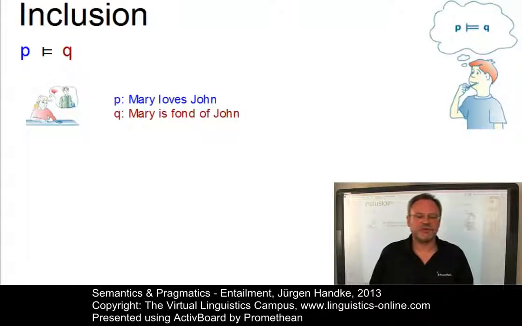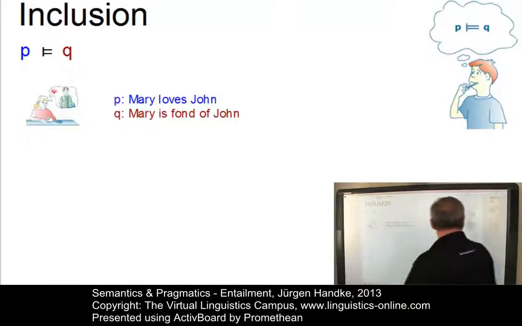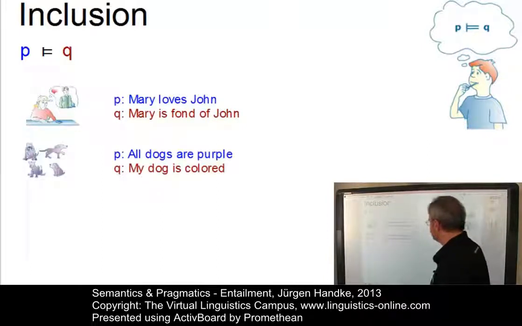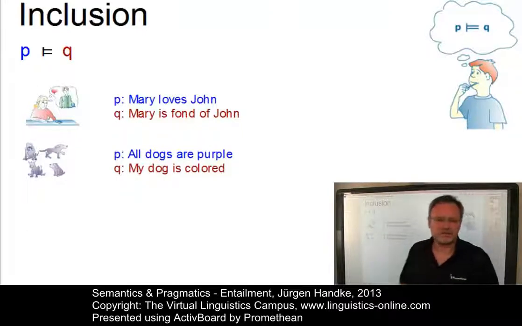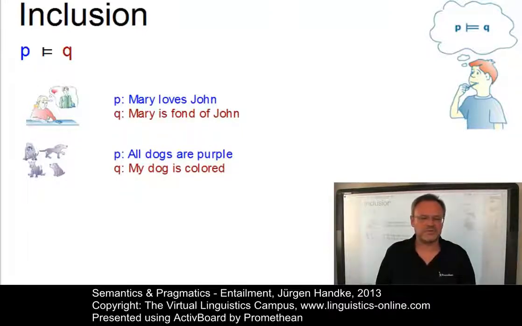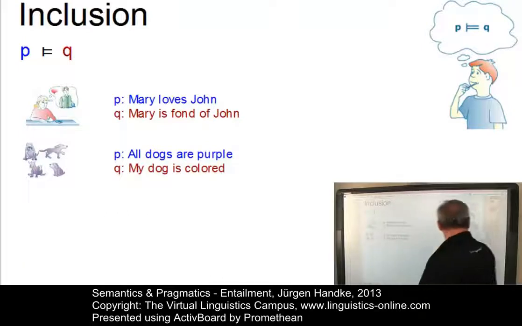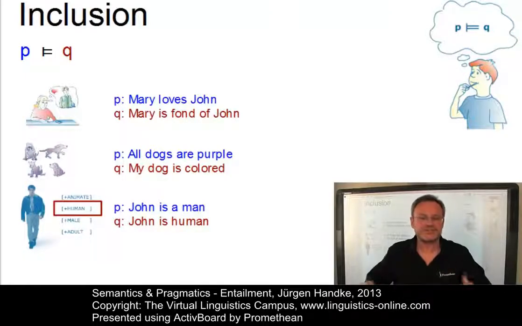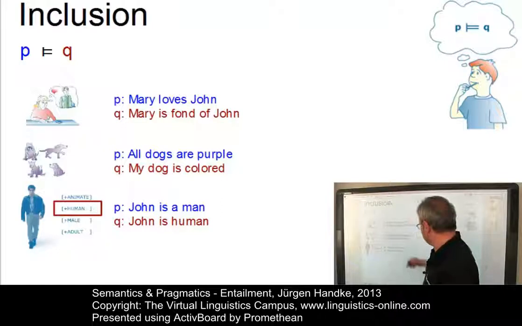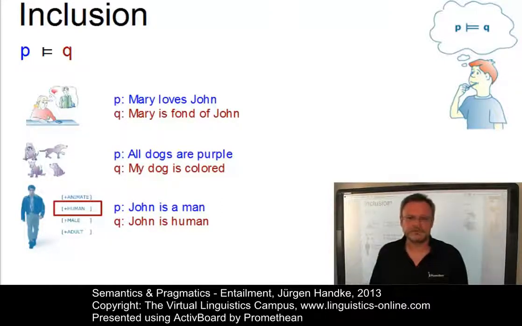Other hyponymy relationships may involve simple hierarchies, such as the color hierarchy. All dogs are purple includes my dog is colored, but not the other way round. Or we can take semantic features that are captured by means of redundancy rules, such as if something is male, then it has to be human. So John is a man includes John is human.